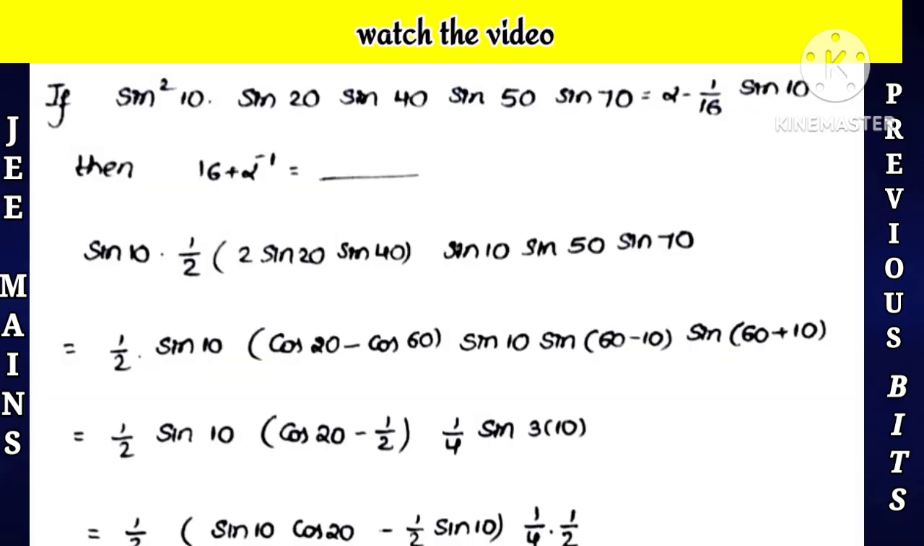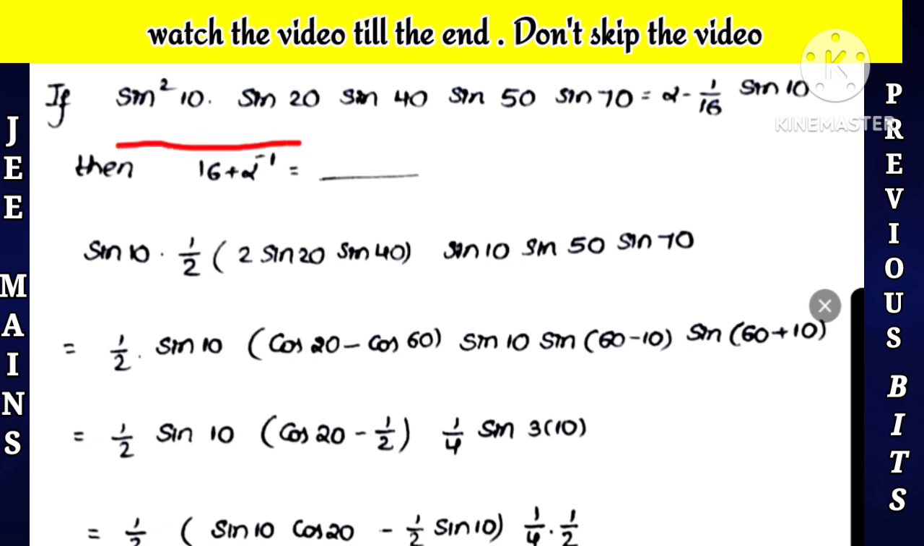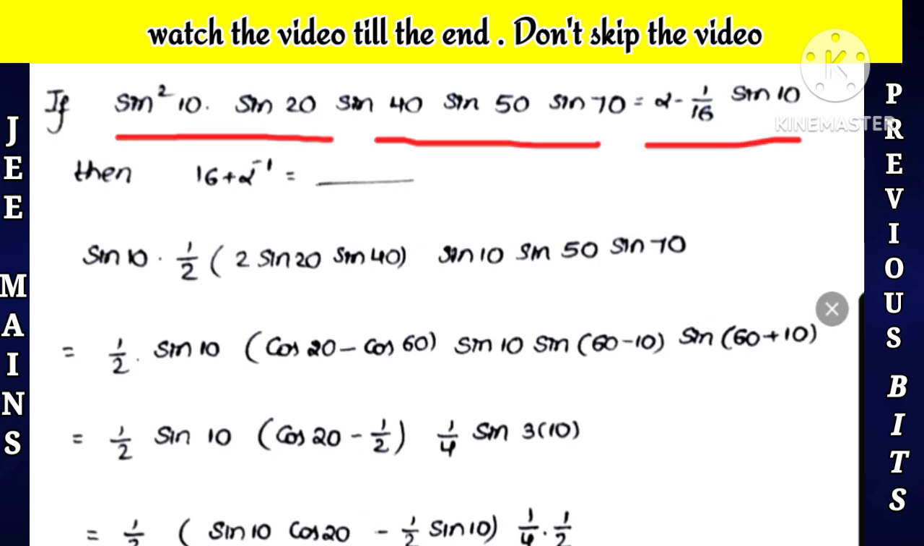Now in this video I am posting a JEE Mains problem from the previous papers. Okay, let us start the class. So the question is: if sin²10° · sin20° · sin40° · sin50° · sin70° is equal to α − (1/16) sin10°, then what is the value of 16 + α⁻¹? We want to find this value.